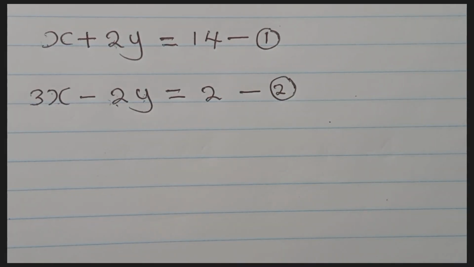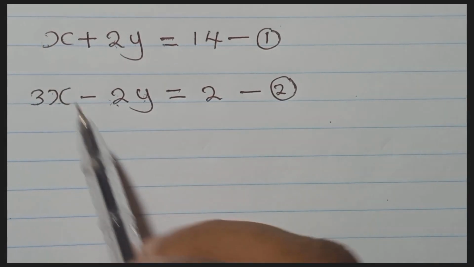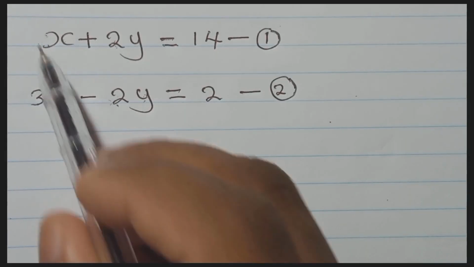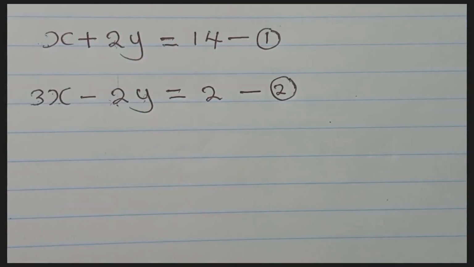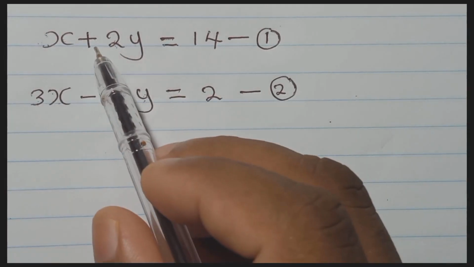First of all, you need to focus on which letter has the same number. If you have no same number, no same coefficient, we have to do some multiplication to make the same number. Later I will discuss that. I have uploaded some videos, you can find what we do, normally multiply and make the same number. Anyway, now here x has 1, x has 3, y has 2, y has 2, so the same number is y.